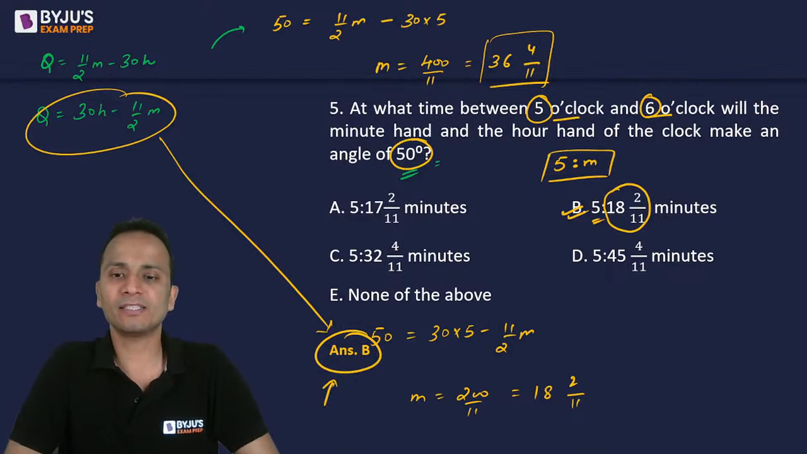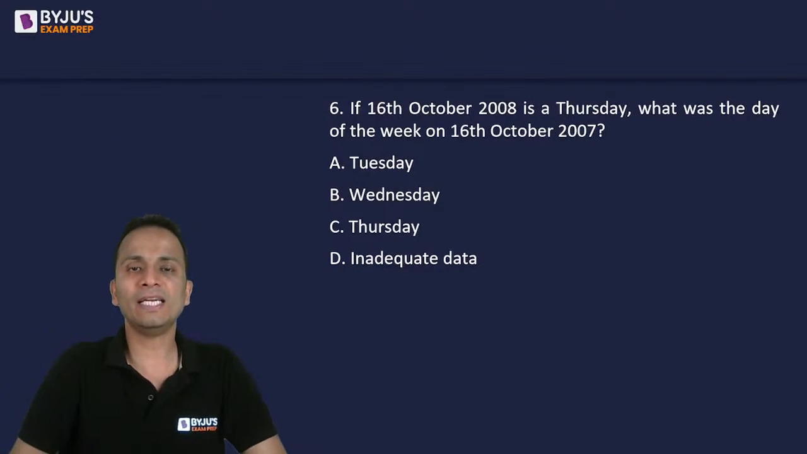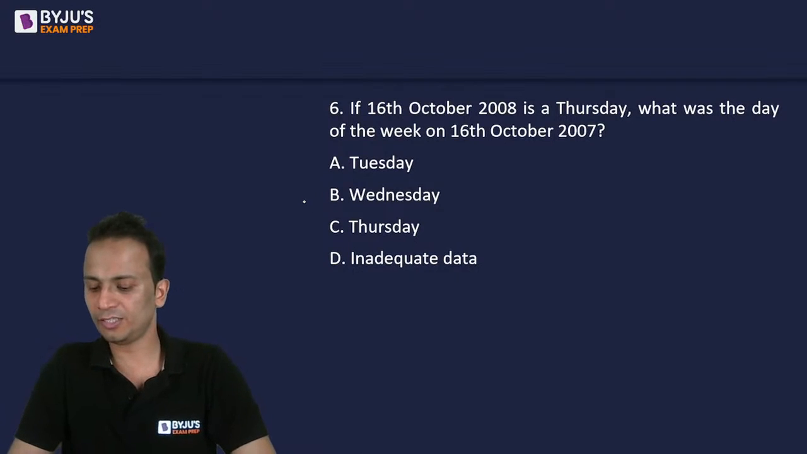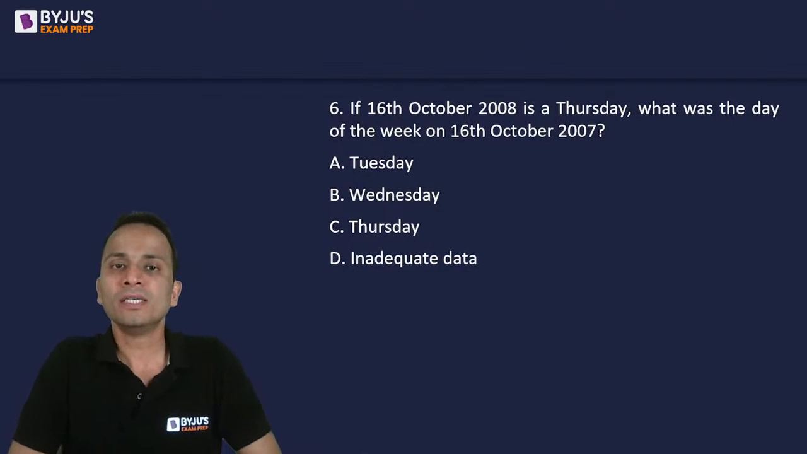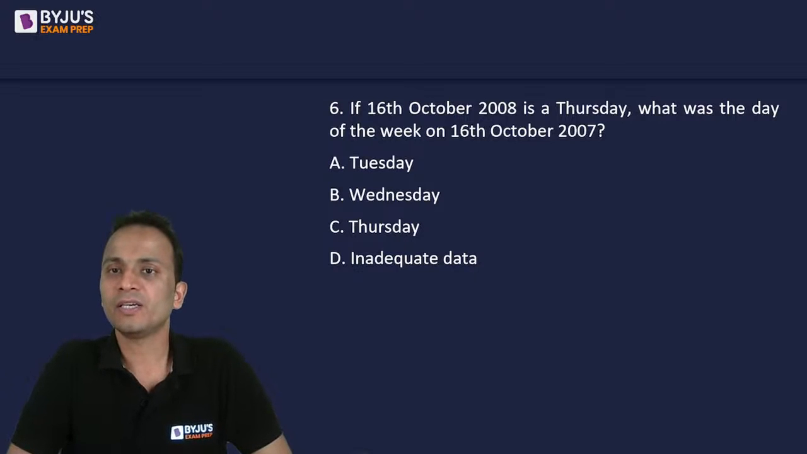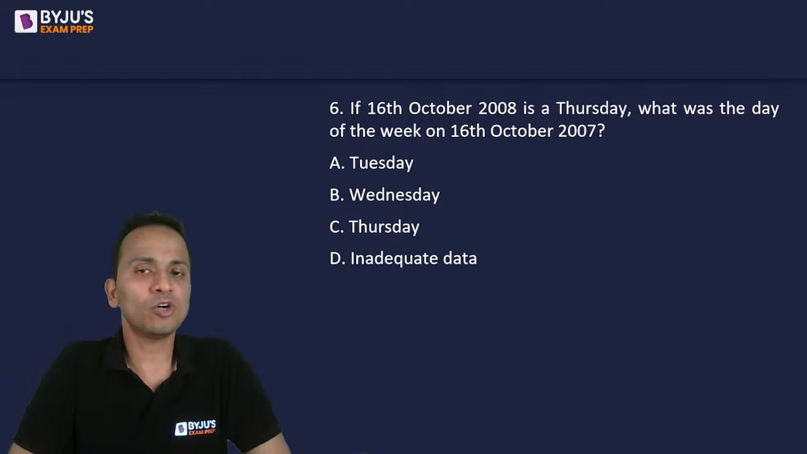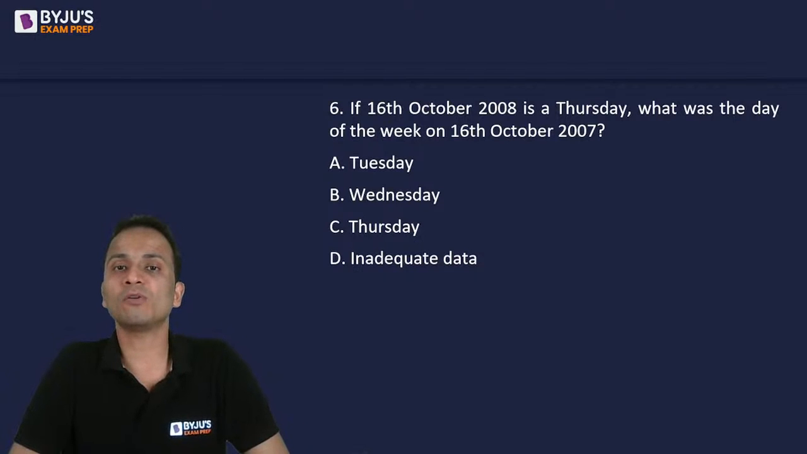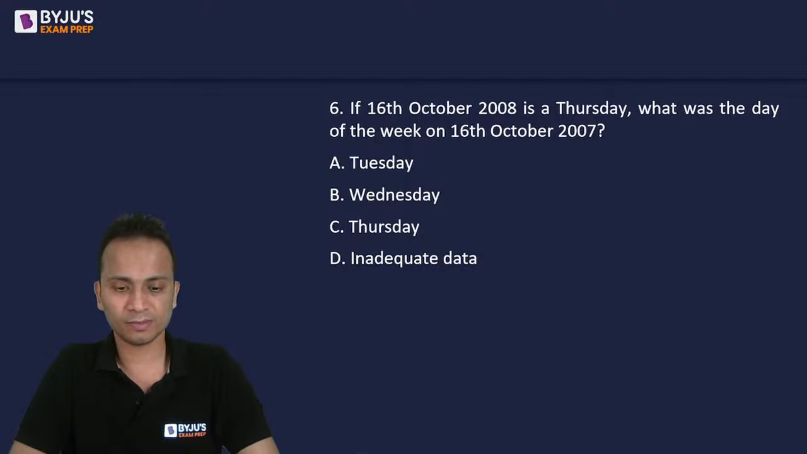Now let's move to calendars. All right? So calendars, first question based on calendars. Question number 6. If 16th October 2008 is a Thursday, what was the day of the week on 16th of October 2007? A simple question to start with.